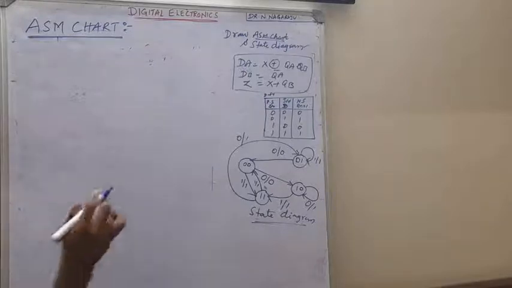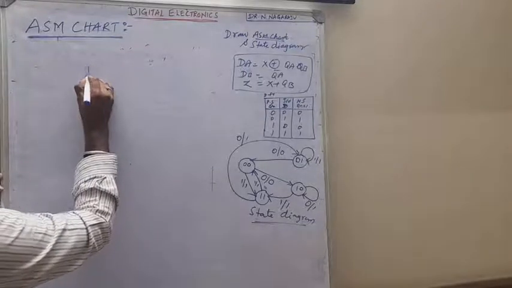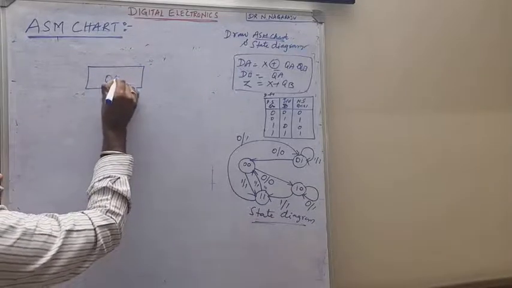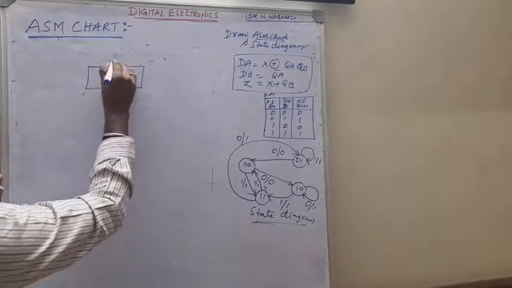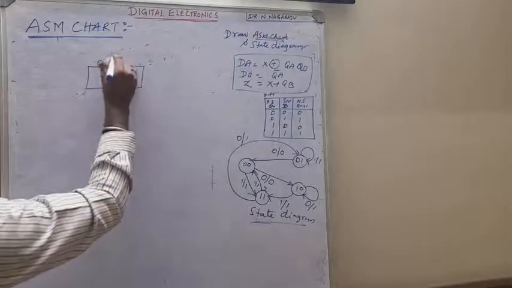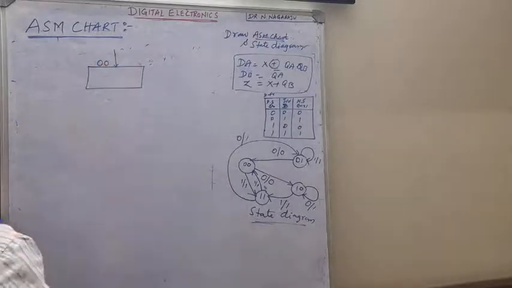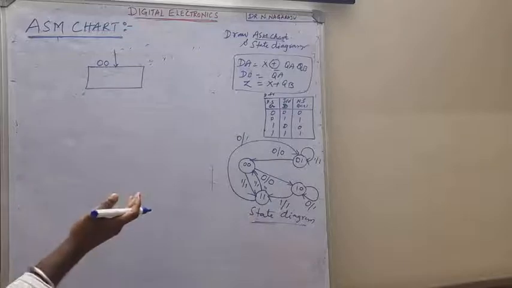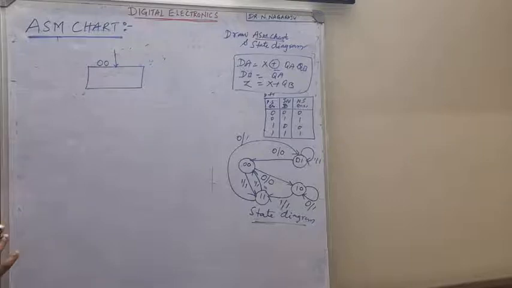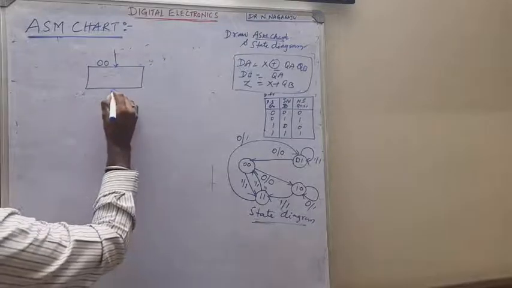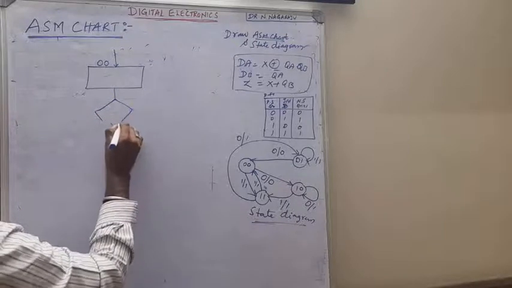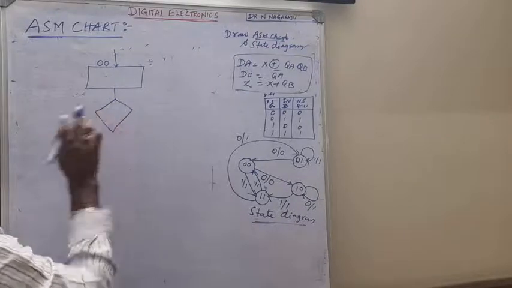So let me start with 00 first. First you just start with one state, that is 00. So this is one state box. The state box consists of 00 as one state, with the entry path. Here the state name is not given, so I have used only the binary representation. For this state box, I am going to connect a decision box. This is the format: first the state box, followed by the decision box.